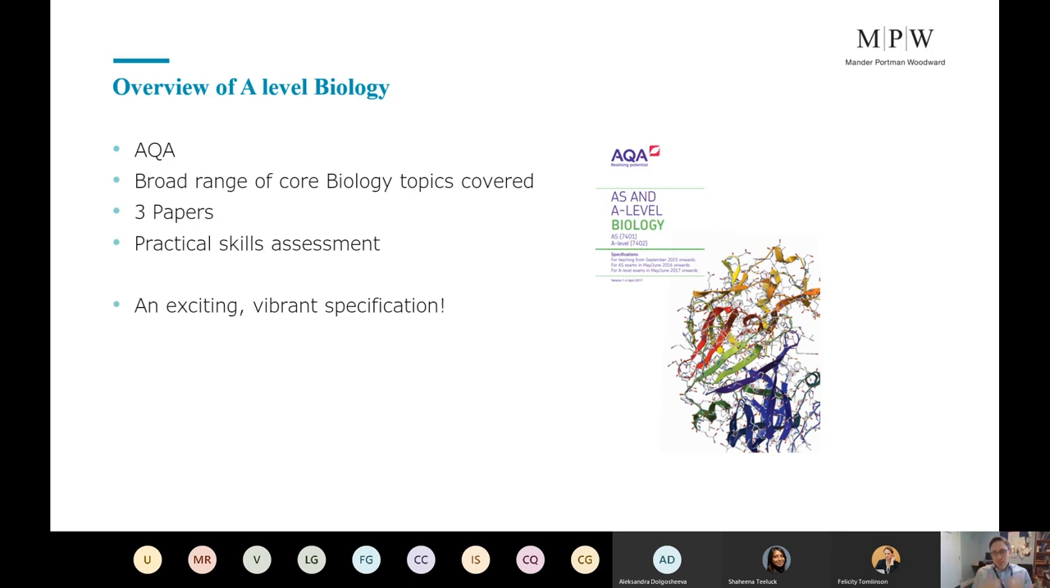So it's the final thing, and one of the threads that I'm going to mention to you a number of times this morning is about it being a really, really vibrant specification. We feel very privileged teaching A-level biology because you can look at the news on any day, head over to the main headlines or to the health or environment section of any news outlet, and you can find articles that are 100% relevant to a part of the specification. And it's guaranteed.